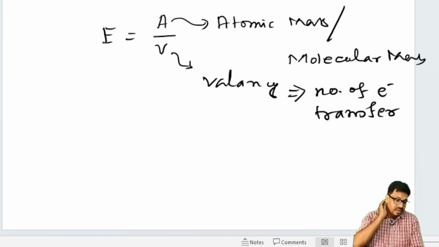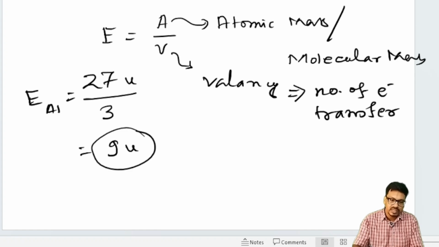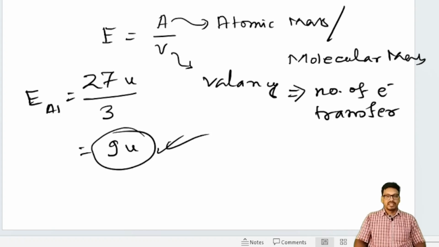Okay. So let us see for the aluminium, E aluminium, that is atomic weight of aluminium is 27 U and the valency is 3, so the equivalent weight is 9 U. Okay, equivalent weight of aluminium is 9 U. This is very interesting. Now, why is the equivalent weight required in chemistry?